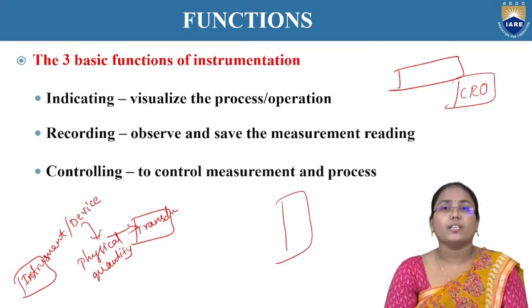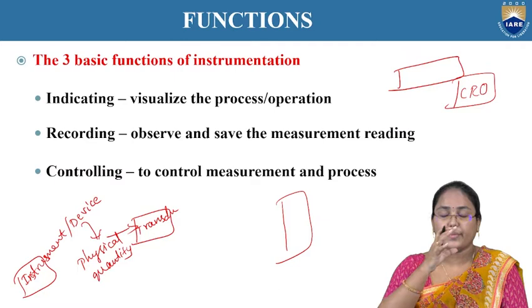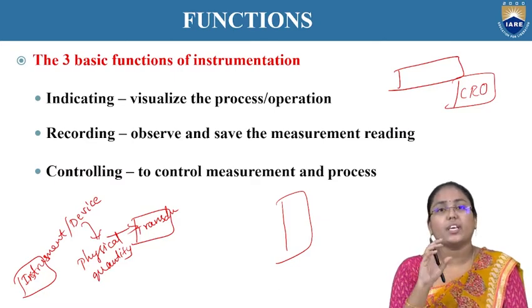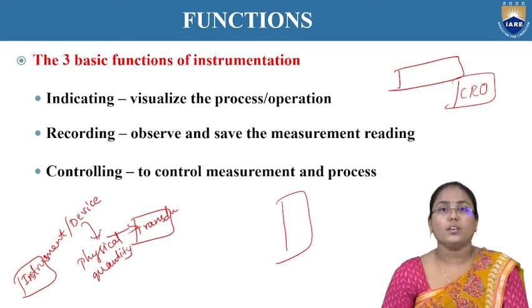Next one is controlling, that is, to control measurement and process. Here by giving a feedback, we can tune the particular measurement in the instrument, tuning the changes in the physical quantity such that we acquire a reading or any signal which we intend to. So that is nothing but the controlling process.